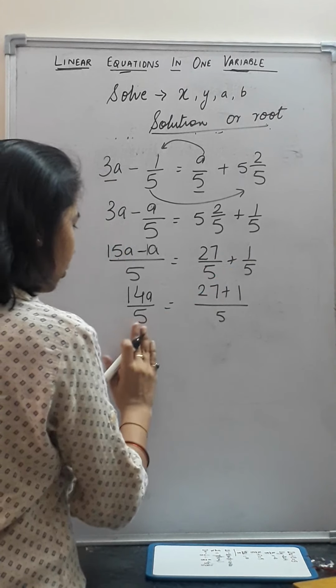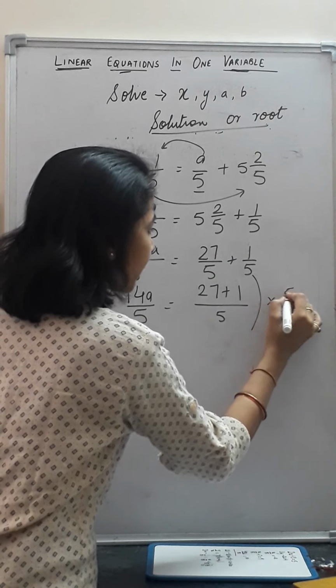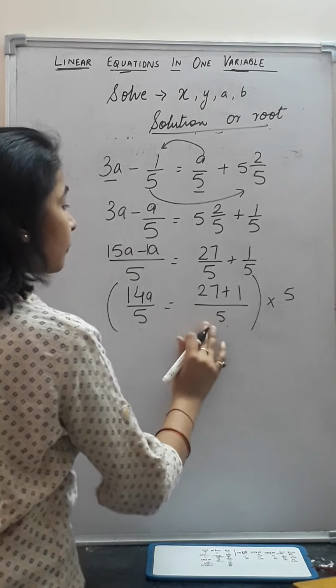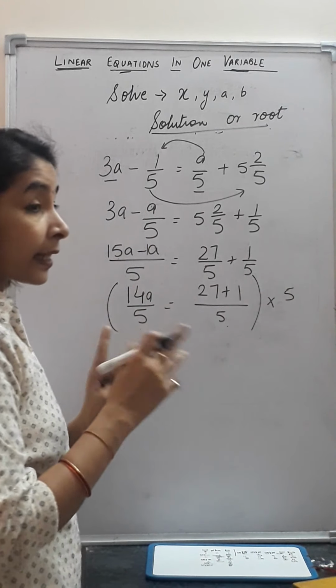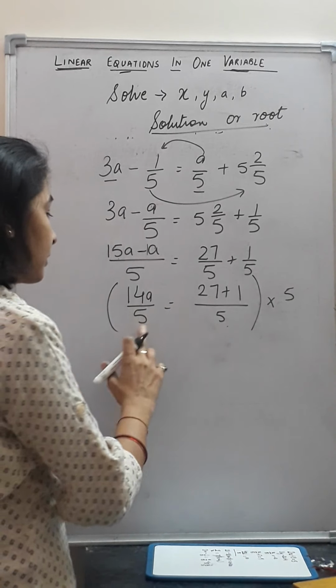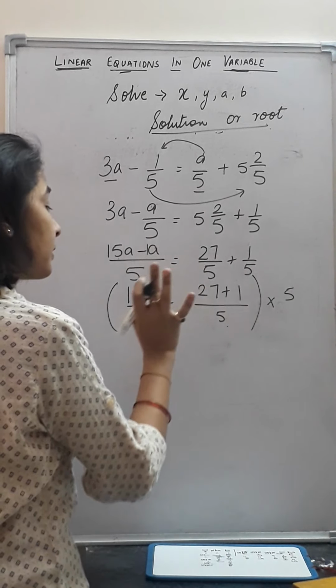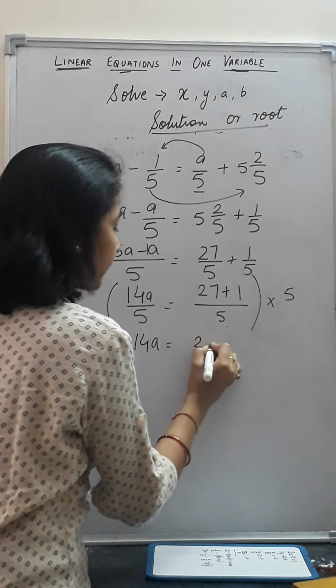Now on both sides the denominator is 5, so what do we do? We multiply the whole equation by 5. As I told you, if you multiply, add or subtract the same number on both sides, the equation remains unchanged. So I have multiplied 5 to both sides, and this 5 disappears. Now we get 14a is equal to 28.